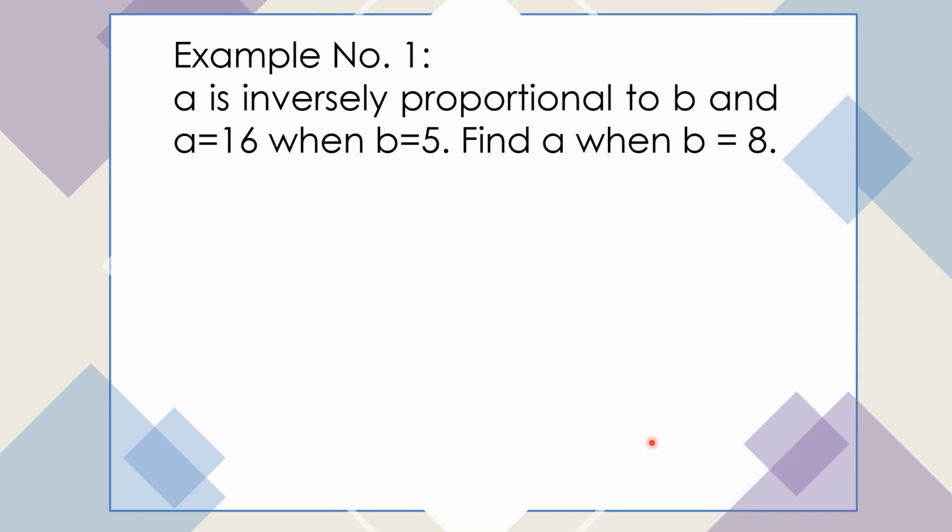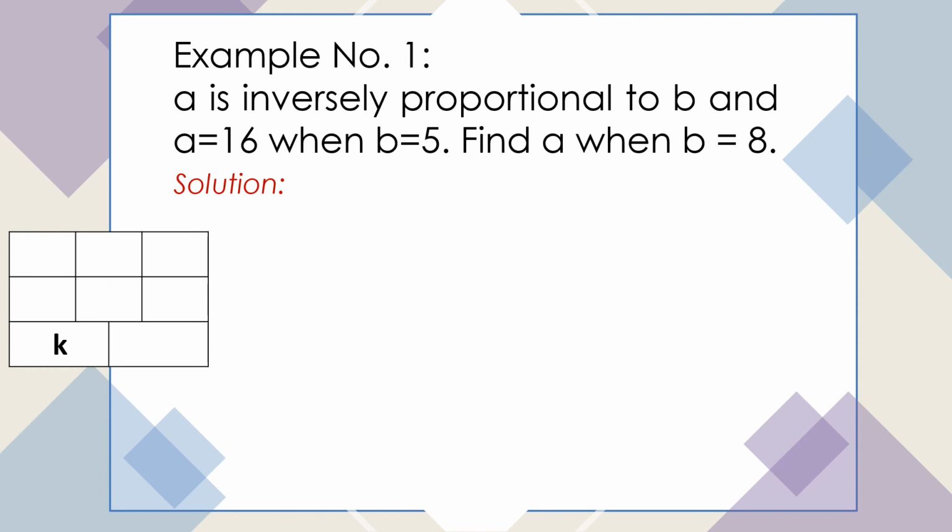Okay, tayo na sa pagsosolve ng missing variables. Example number 1, A is inversely proportional to B and A is 16 when B is 5. Find A when B is equal to 8. First, write the given. Ilagay natin ang given ng A saka B. Kung ang A natin is 16, ang B natin is 5, what is the value of A when B is 8? Para makuha natin yung value ng A, hanapin muna natin yung value ng K.